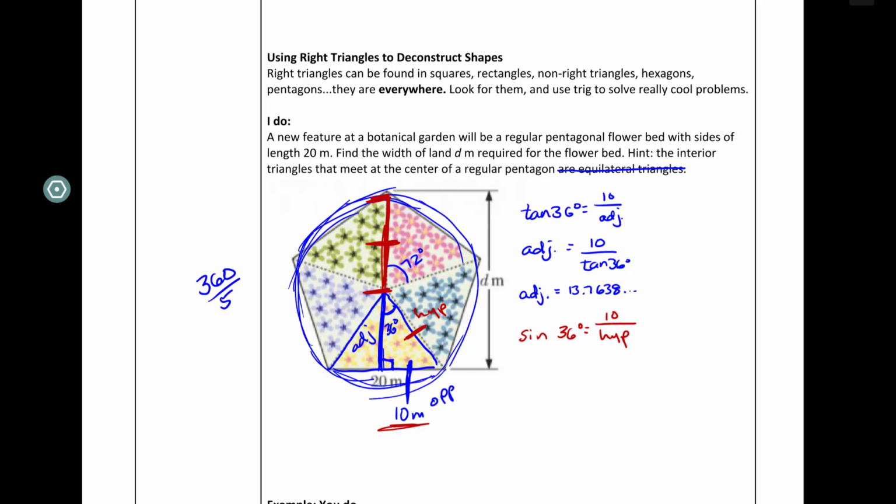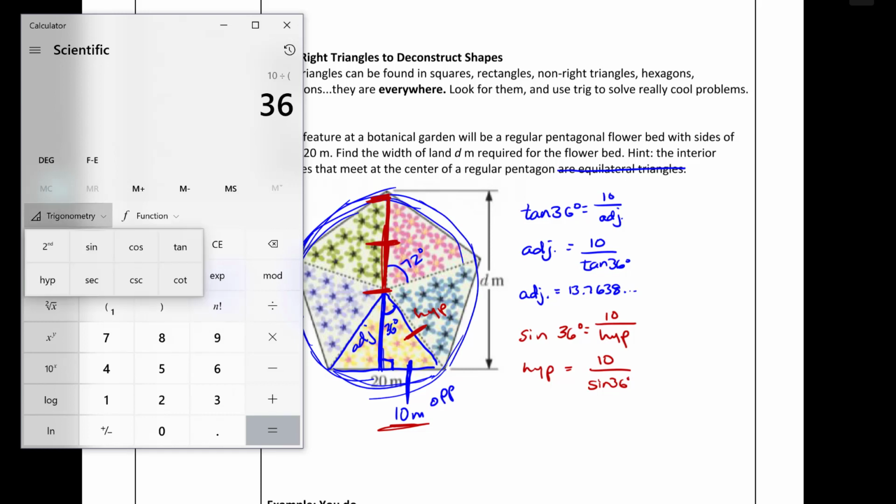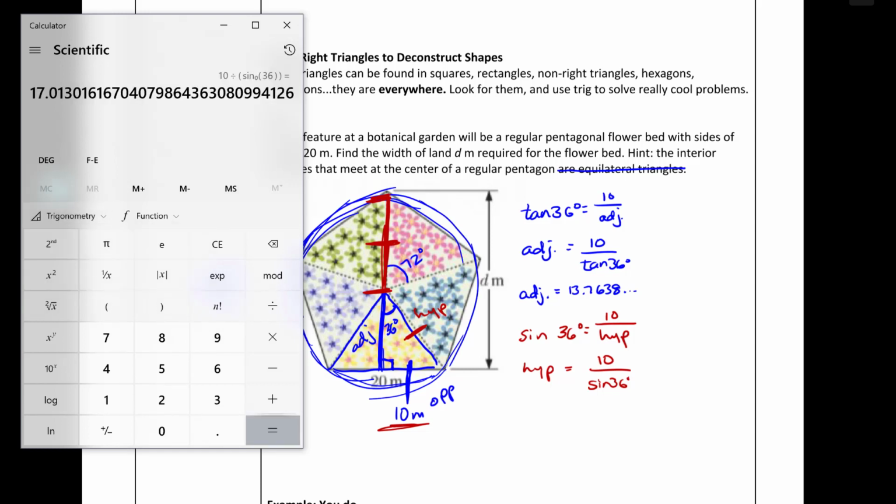And now we just want to rearrange. Again, I'll multiply both sides by the hypotenuse, and then I'll divide by the sine of 36, and the hypotenuse will equal 10 divided by sine of 36 degrees. And we get 17.0130.